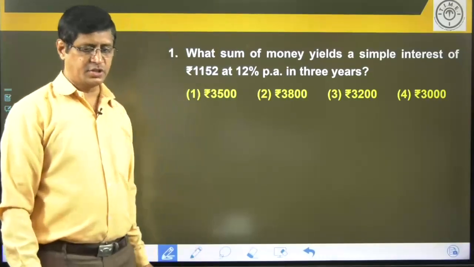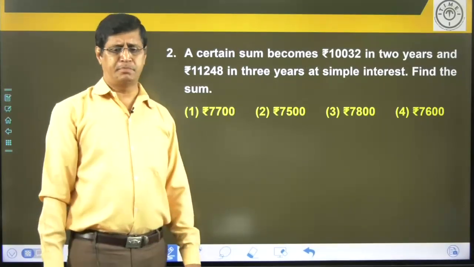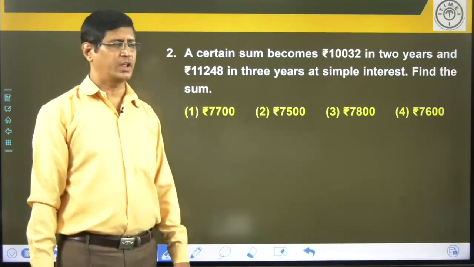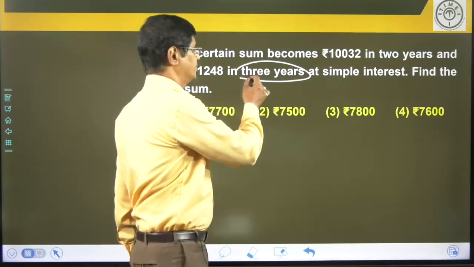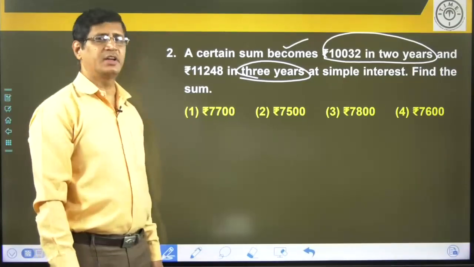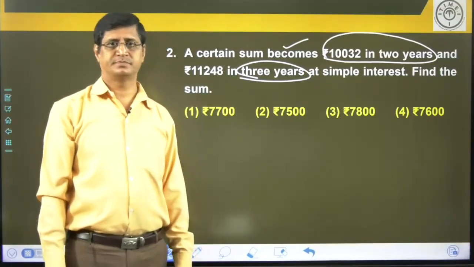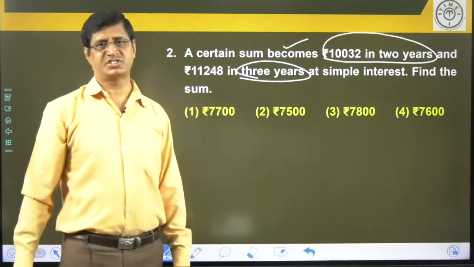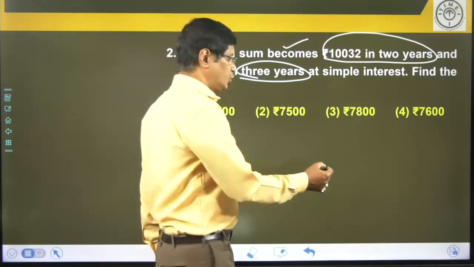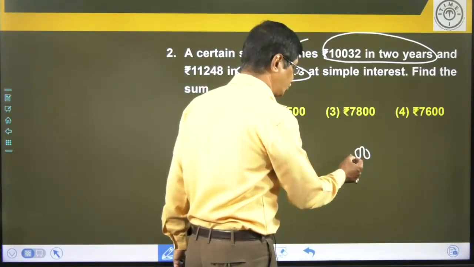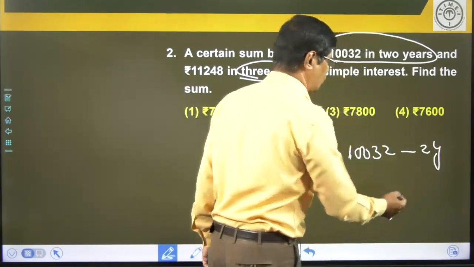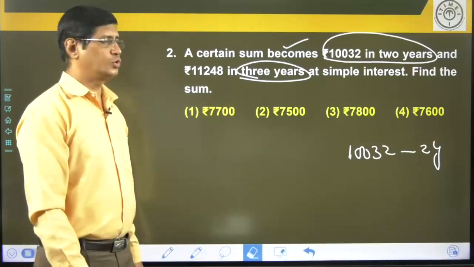Next question on your screen. A certain sum becomes 10032 in 2 years and rupees 11248 in 3 years. Now becomes, the word becomes refers amount. Produce means interest. A certain sum becomes 10032 in 2 years.